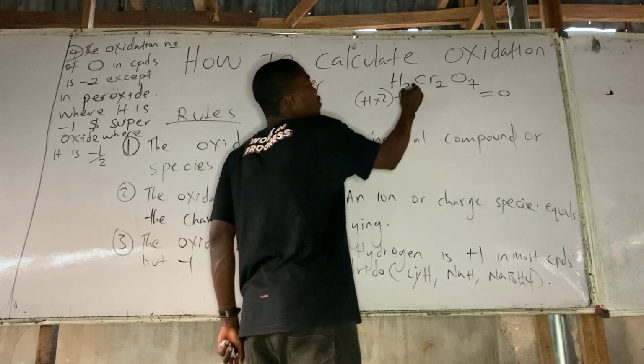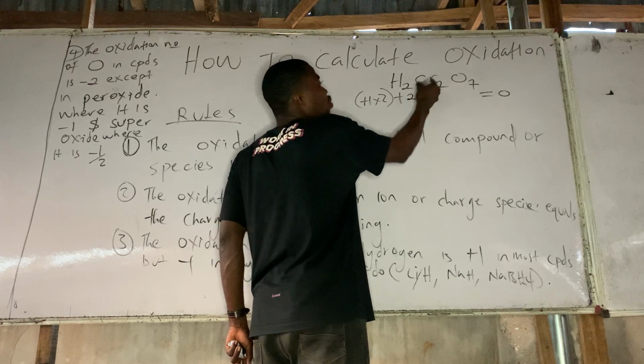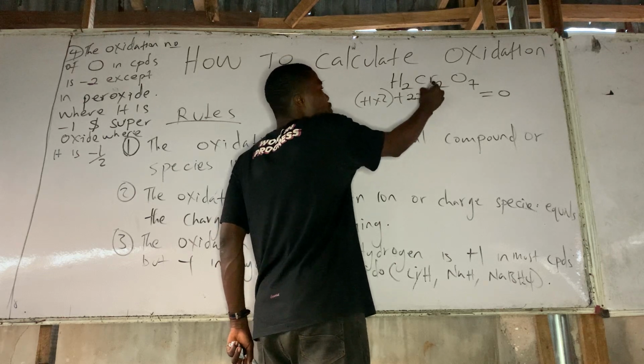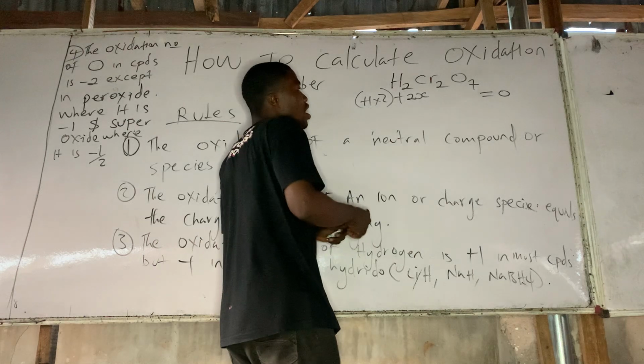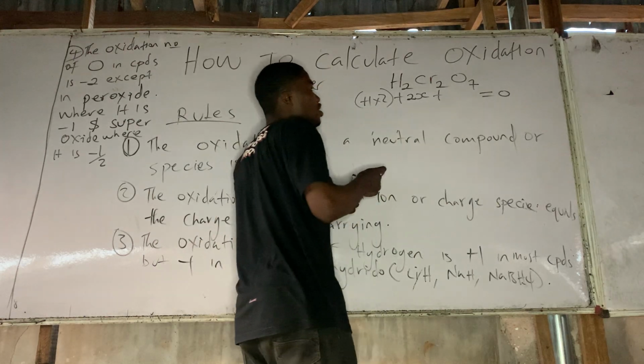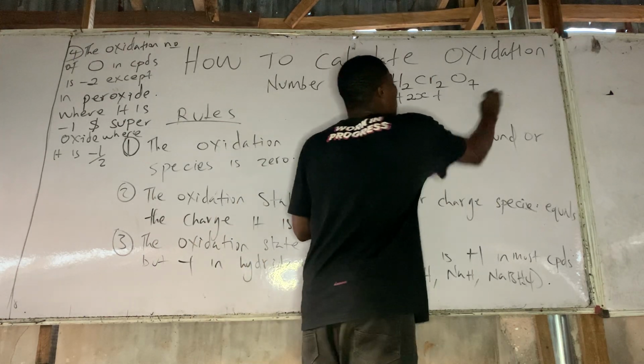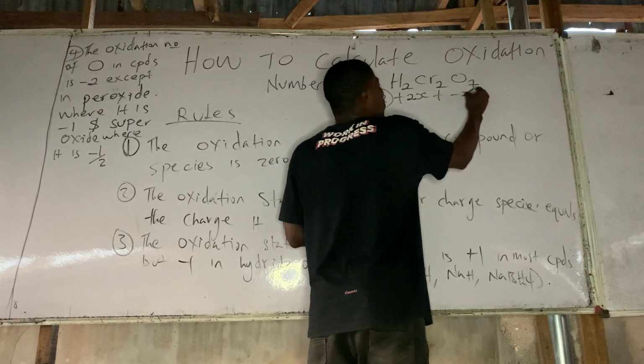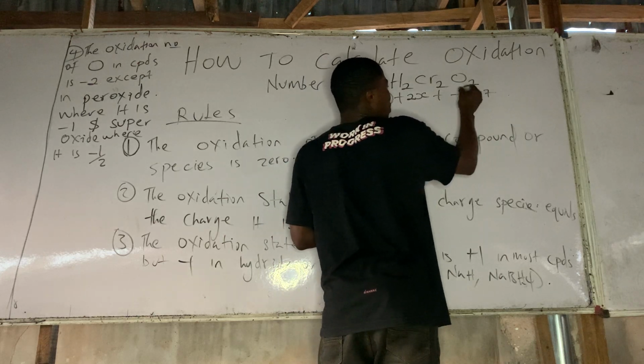Plus, now I have chromium. There are 2 chromium. Let's say chromium is X, the one you are looking for. 2 of it, so 2X. Now, what is oxygen? The oxidation state of oxygen is -2 times 7, because there are 7 of it.